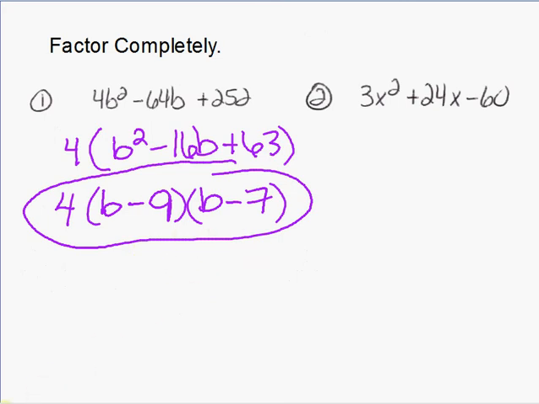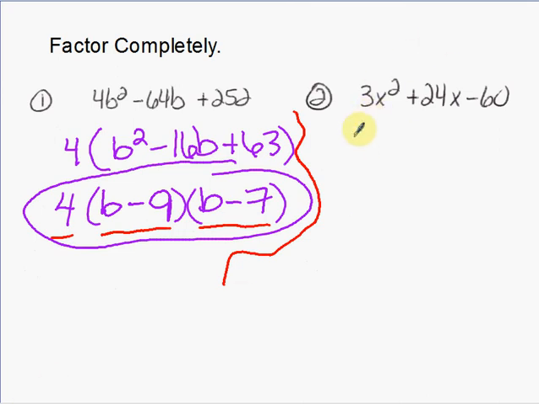A couple things I want you to know about this answer. It consists of 3 factors. The first factor is 4. The second factor is this quantity b minus 9. And the third factor is the quantity b minus 7. So those are 3 factors. Factors are expressions that are being multiplied together. If you multiply together a frown and a smile, I guess the frown and the smile would each be considered factors.